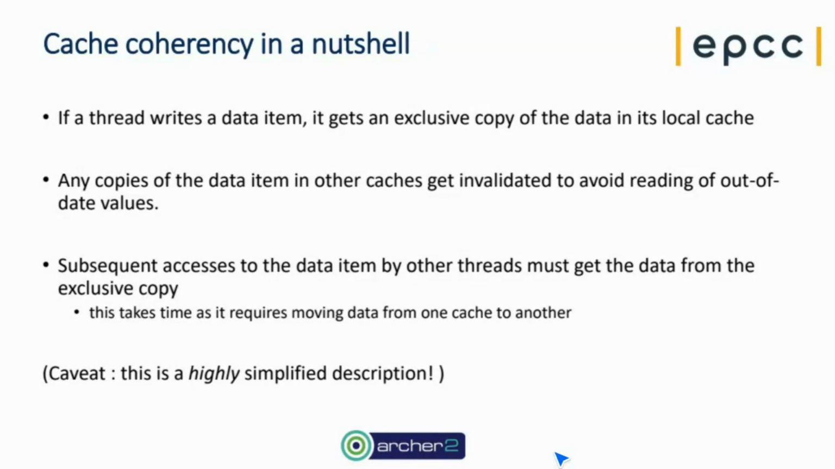And then if other threads want to access that item again, either a read or a write, they must get that data from wherever that exclusive copy now is. And that takes time because it requires moving data from one cache to another in the system. So that's a very highly simplified description. Clearly, reality is a lot more complicated, but that's sufficient for us to reason about the behavior of programs adequately in general.